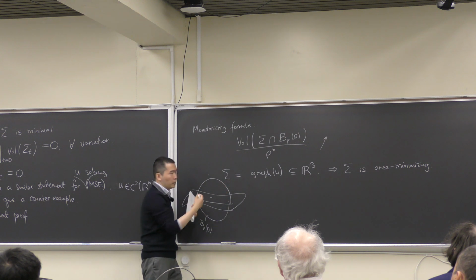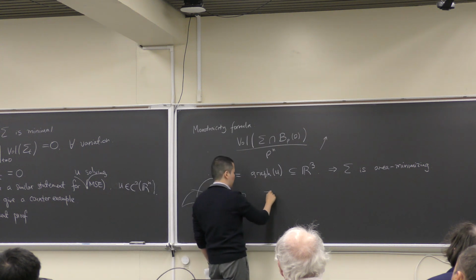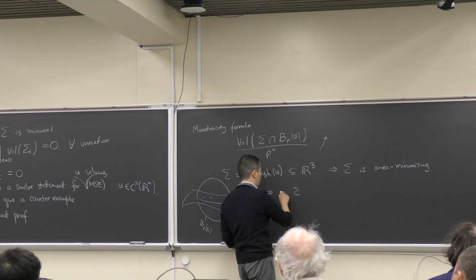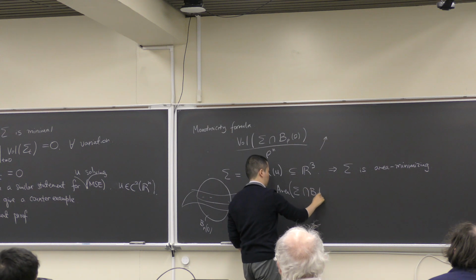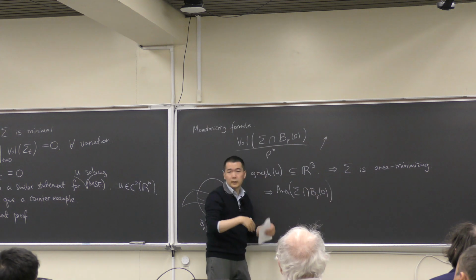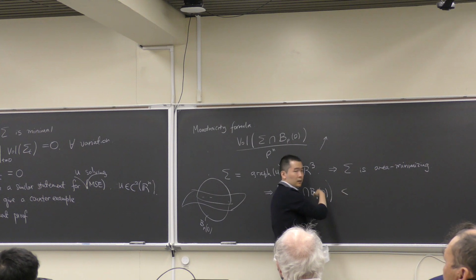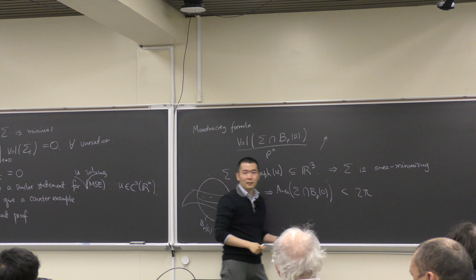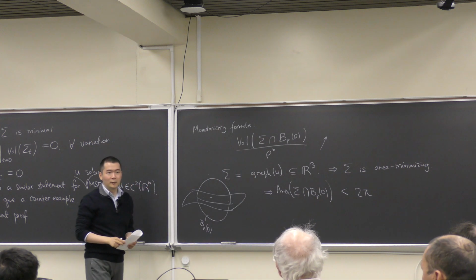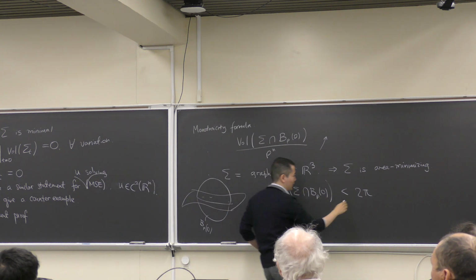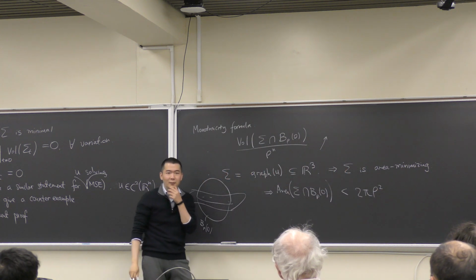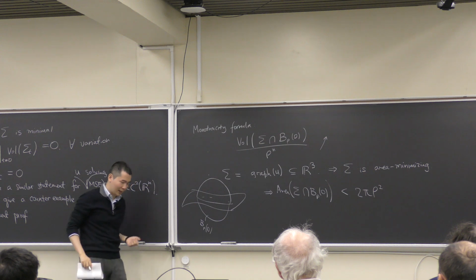And now sigma is area minimizing. So in particular, this tells us that if we just compare the portion of sigma inside B rho, this is going to be less than half of the sphere's area. So 2 pi rho squared, I'm sorry. All right, so just comparing to half of the sphere's area.